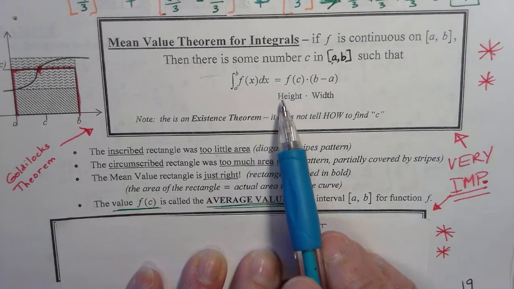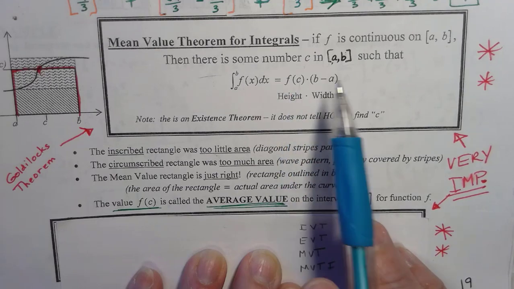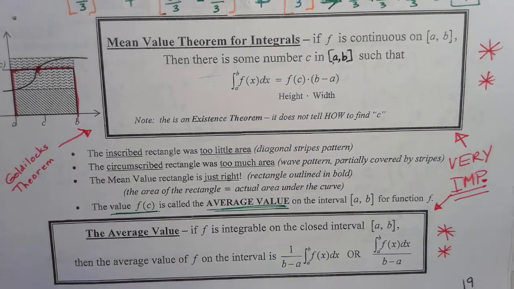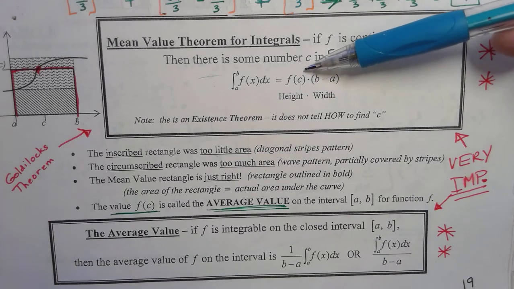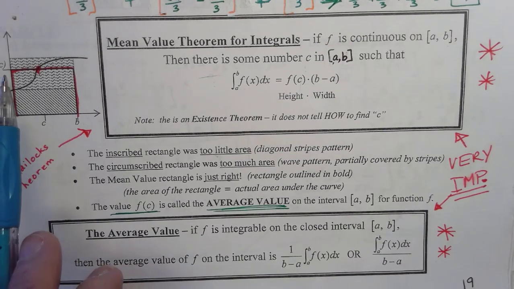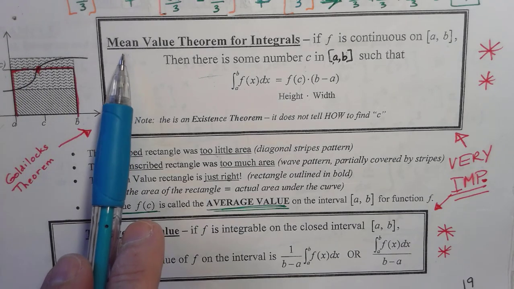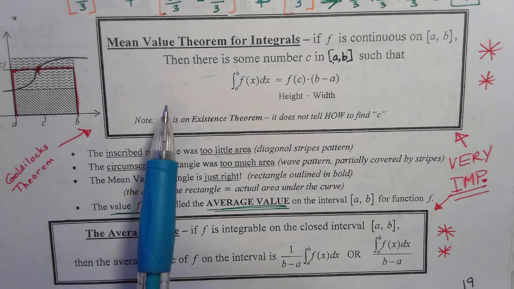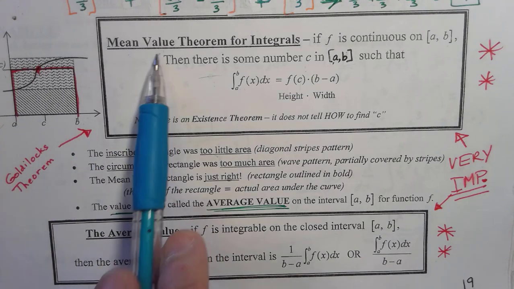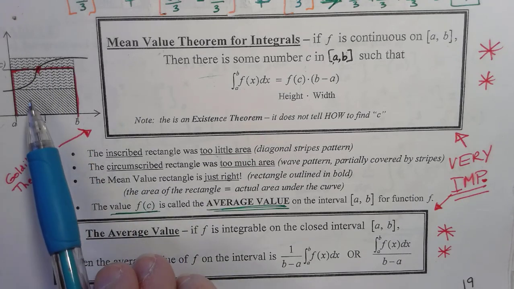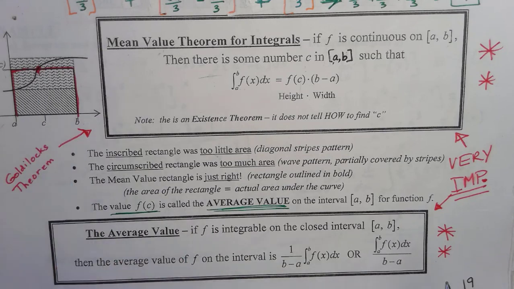How could I get this equation solving for f of c? I could just divide by b minus a. One more time, how can I find that mean value, that average value? Mean means average. Value is the y coordinate on the function. How could I find that y coordinate, which is going to give me my average, my best, just right rectangle that equals the integral?